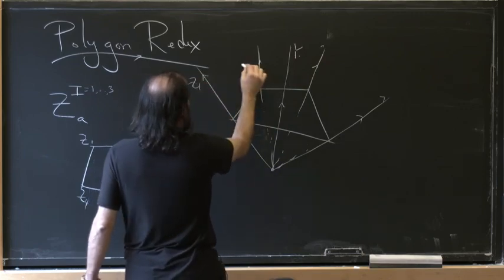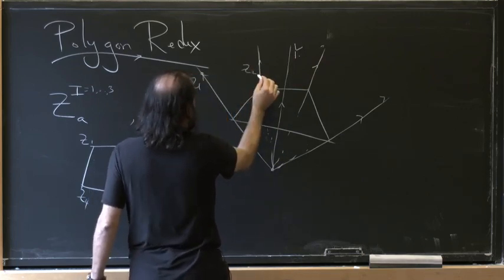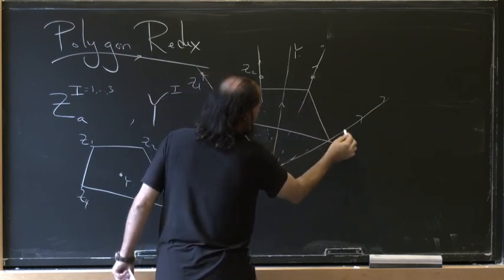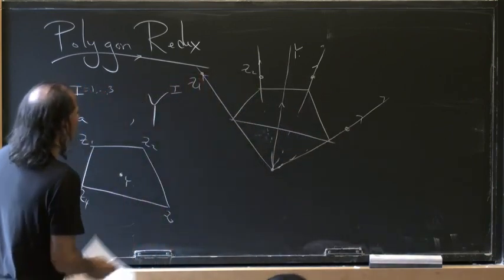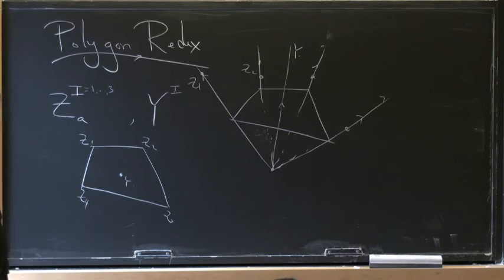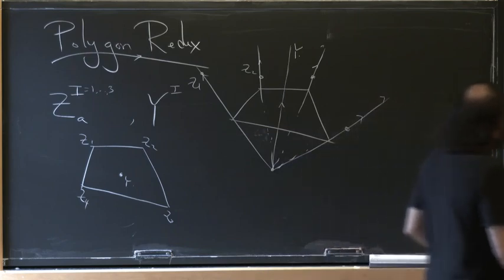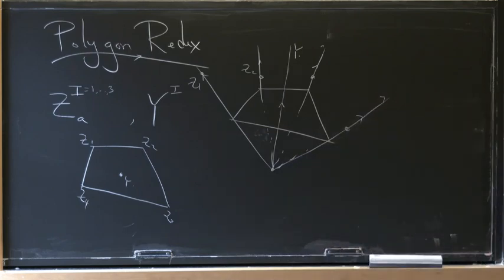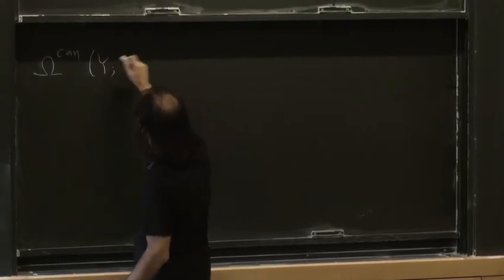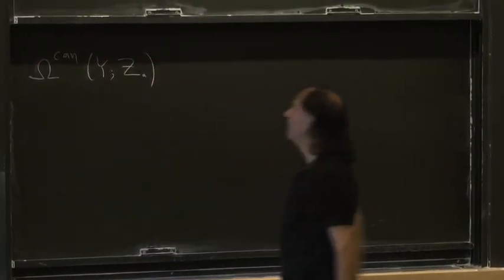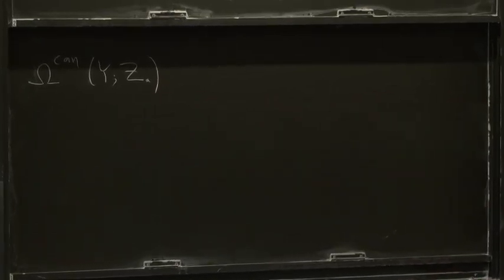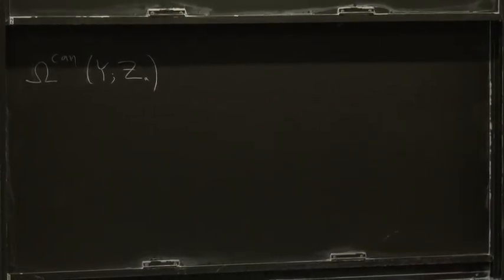Maybe this would be z1, z2. If I literally plonk down specific z's, there would be vectors here, but the rays are what we're supposed to care about projectively. Okay, and we talked about this object, the canonical form. We began by thinking of it as a function of y, and the external data Z_A are sort of imagined fixed. So we imagine that this is a form in y space.